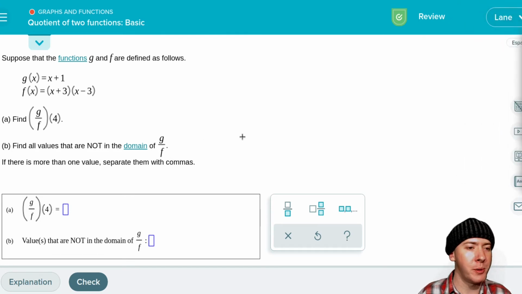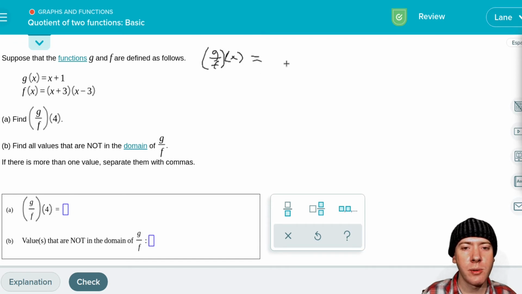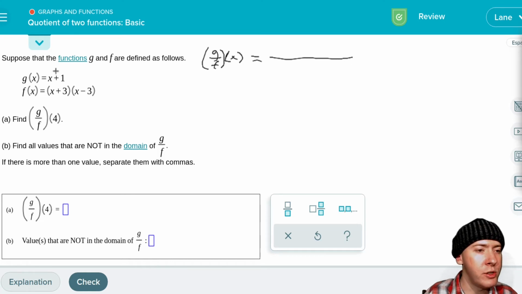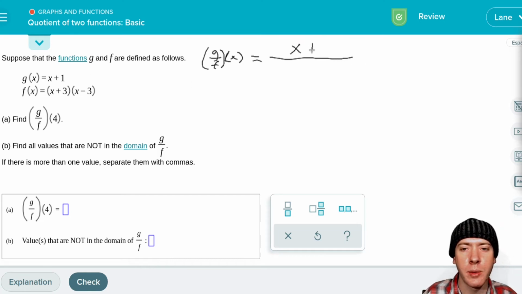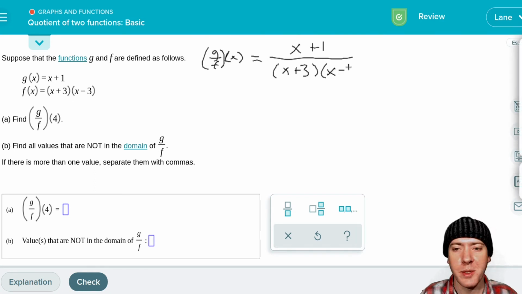This is how I would approach it. Our first step is going to be to write the quotient function. So we need to put the function g on the top of a fraction and the function f on the bottom. Okay, so g over f of x. So all we do is we take g and we copy it onto the top, and then we take f and we copy it onto the bottom. x plus 3 times x minus 3.